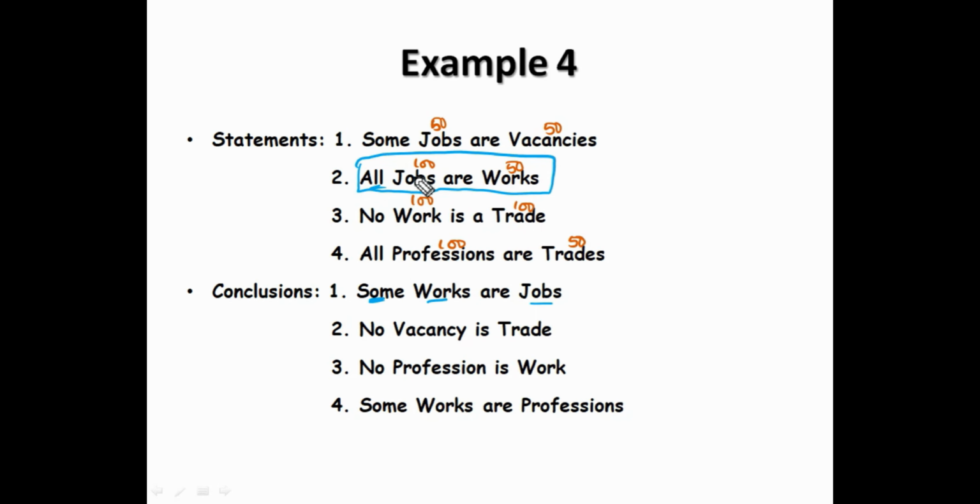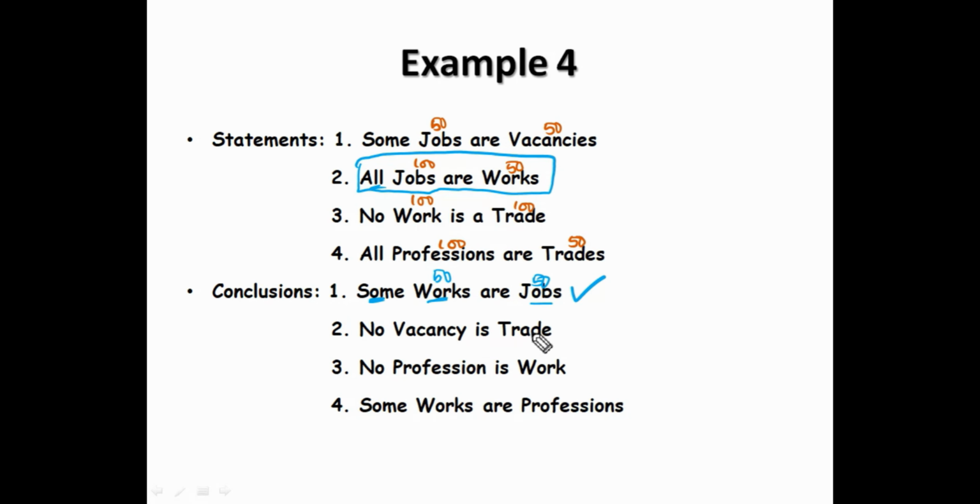Next, jobs is having 100 income, we need 50 expenditure, we can spend. Works is having 50 income, we need 50 only, that is also follows. So conclusion 1 follows.